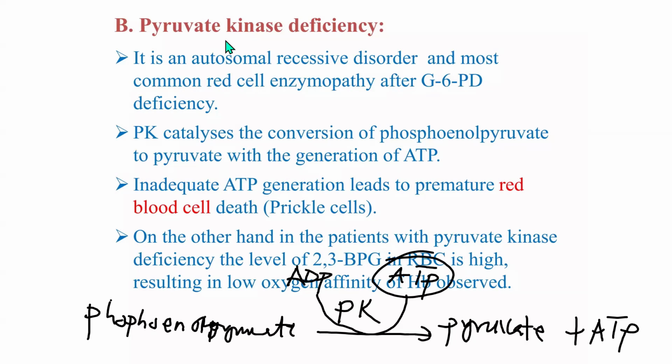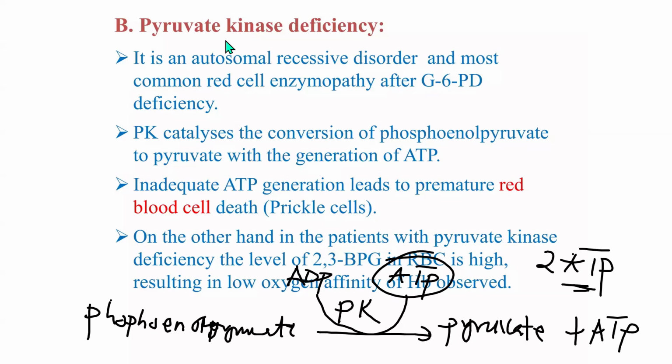So if this enzyme is deficient, it means that ATP is not generated. This step in glycolysis includes 2 molecules of phosphoenolpyruvate that are converted into 2 molecules of pyruvate, and at this stage 2 ATP are generated. So as a result of this deficiency, there will be inadequate ATP generation. This leads to premature destruction of the red blood cells, which is called a free kill cell.